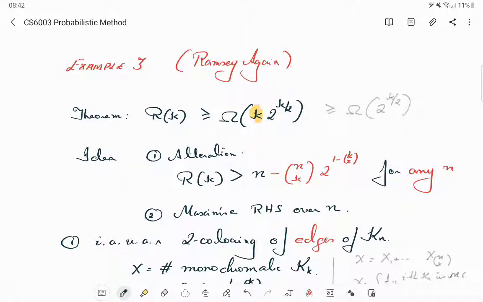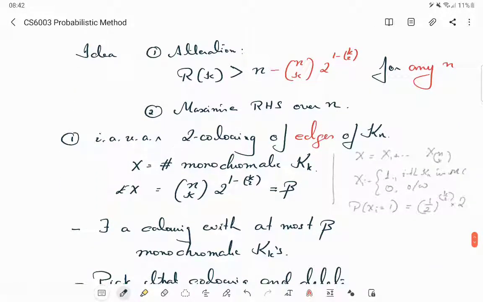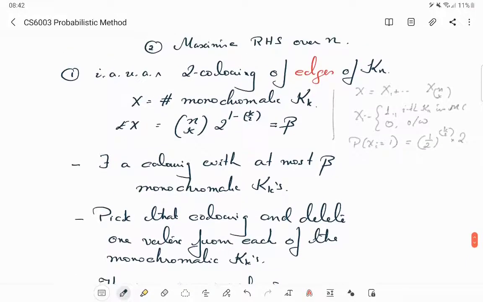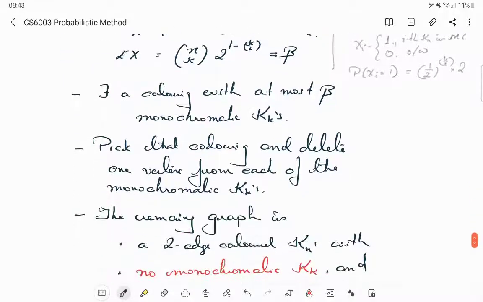That's the idea. Now, the next step is to go from this expression to what we want, which is a maximization over n. So, this is the description of what I already told, and I don't want to repeat that. The same independent uniform coloring, the number of monochromatic k-cliques is your random variable. Its expectation is that term that you are subtracting out. Let me call that beta. I want to use this beta because I again want to go and maximize that.